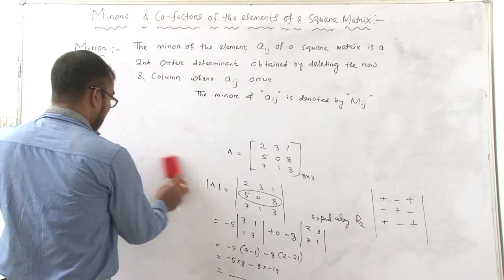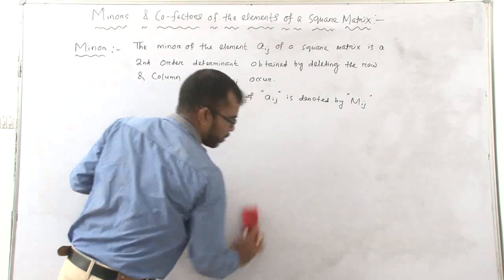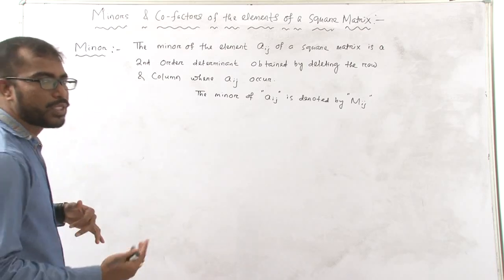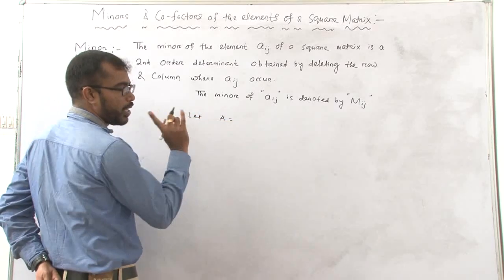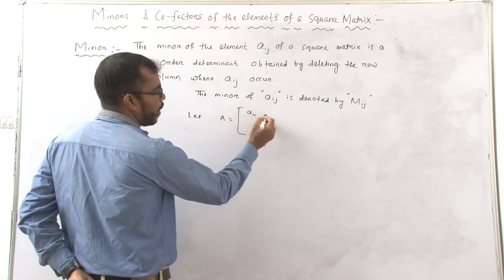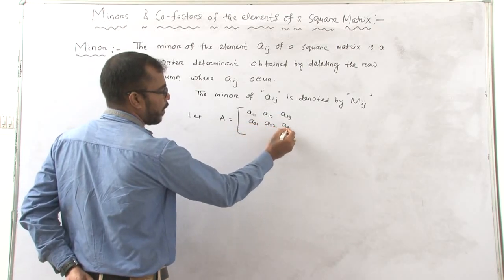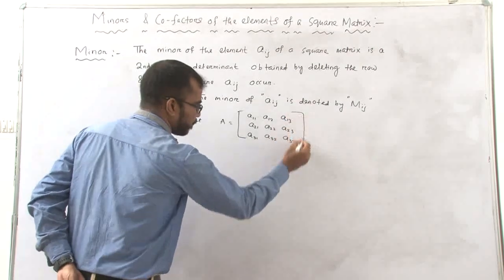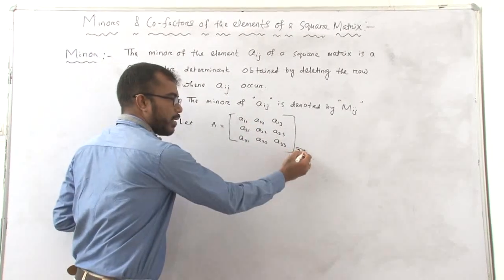Now some examples to show how to calculate the minor, and then we proceed to the cofactor. Suppose A is a square matrix, and the elements are A11, A12, A13, then in the second row A21, A22, A23, and in the third row A31, A32, A33. So it is a square matrix.